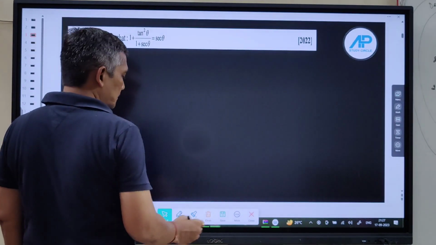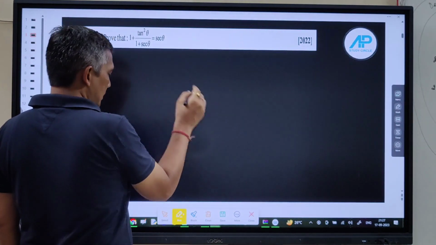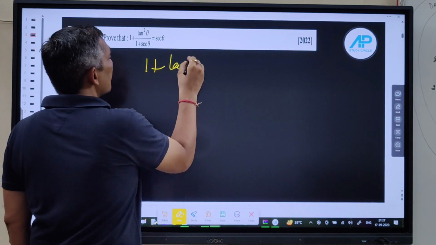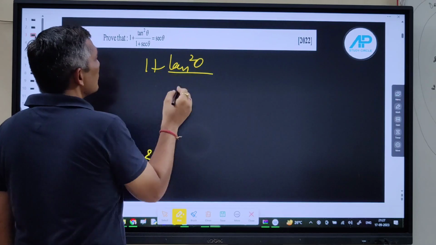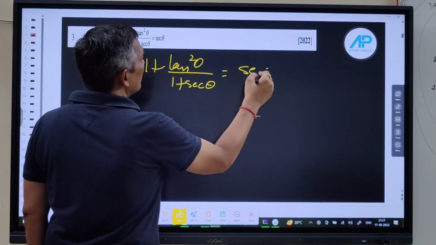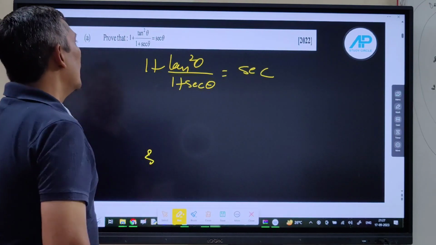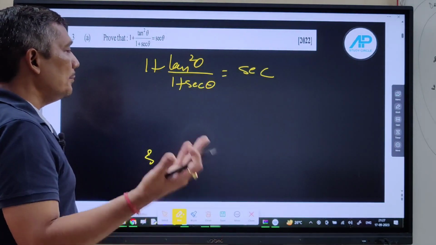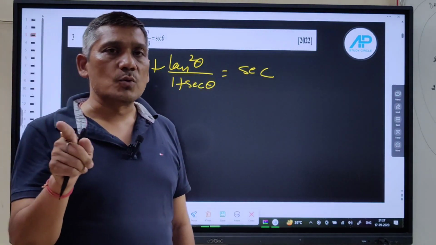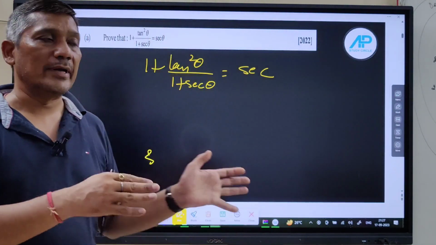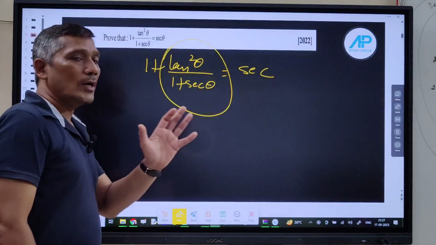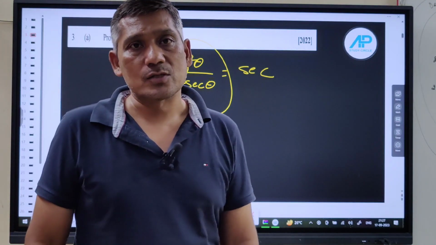So question, 1 plus tan square. The problem in this question, it is not 1 plus tan square in the numerator, so 1 is separate. We have to target on this tan square upon 1 plus sec square.